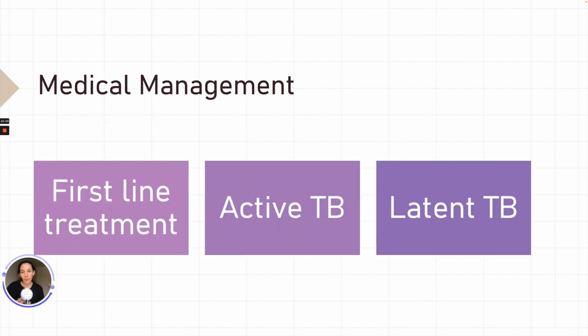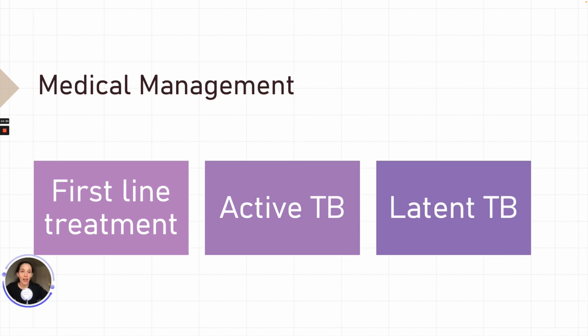To the next one. So, medical management. The first line treatment of TB is isoniazid, which is also known as INH, and rifampin, which is also known as RIF, ethambutol, which is also known as EMB, and pyrazinamide. So for active TB, the recommended dosing includes the administration of all 4 of these drugs daily for 2 months, followed by 4 months of isoniazid and rifampin. For latent TB, it's usually treated daily for 9 months.